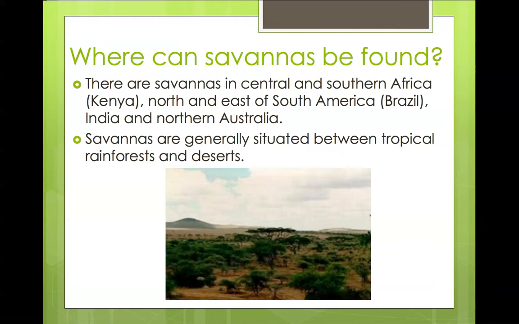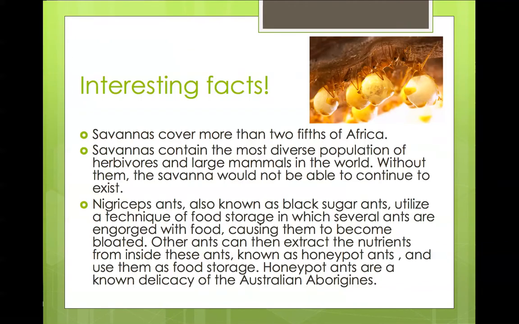Where can the savannas be found? The answer to this question is that there are savannas in Central and Southern Africa, Kenya, north and east of South America, like Brazil, India, and northern Australia. Savannas are generally situated between tropical rainforests and deserts.